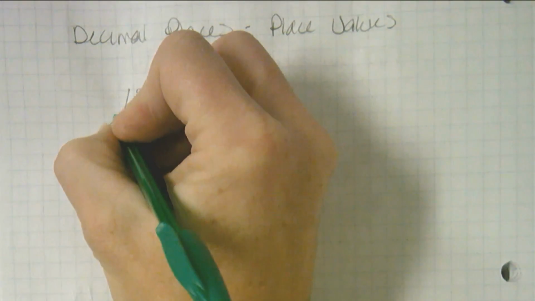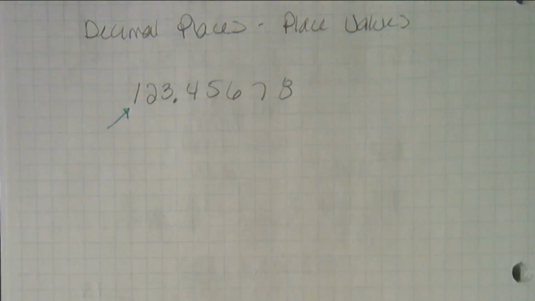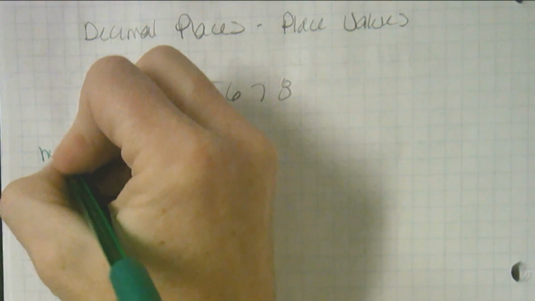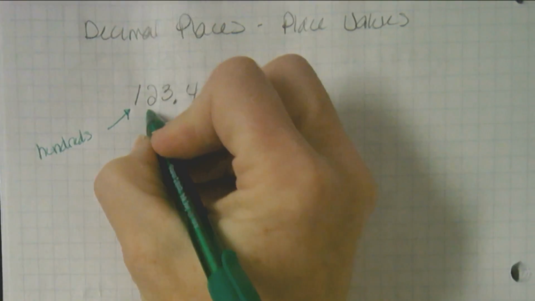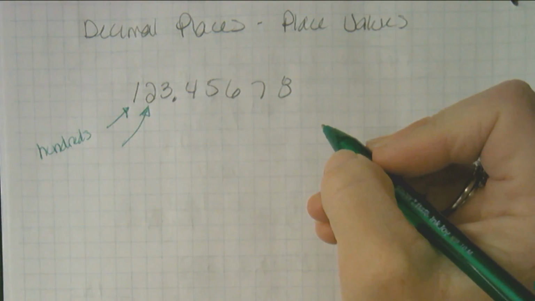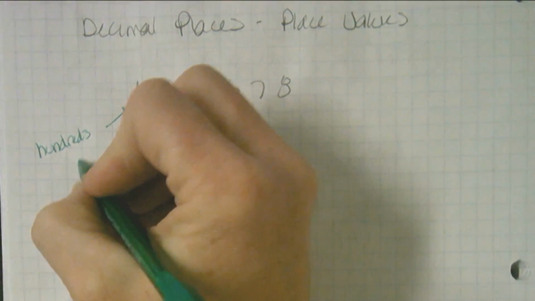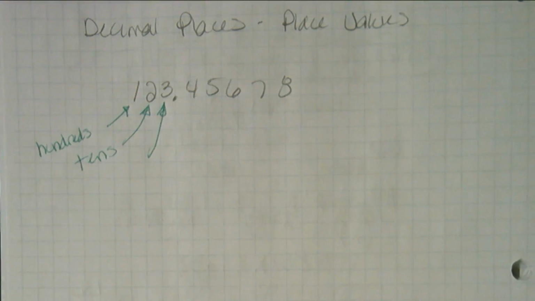Okay. What place value is that 1 in? Yeah? Hundreds. All right. Hundreds. What place value is that 2 in? Kira? All right, so they are in the tens. That one's in the tens. How about the 3? What place value is the 3 in? Mateo? That's in the ones.